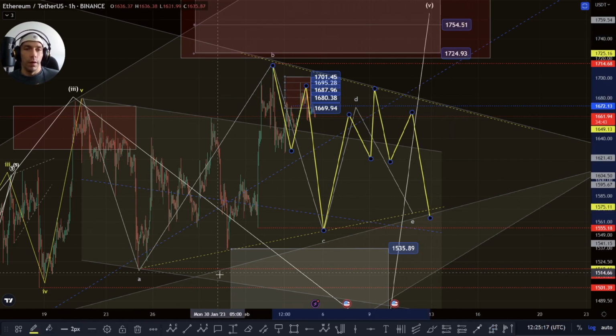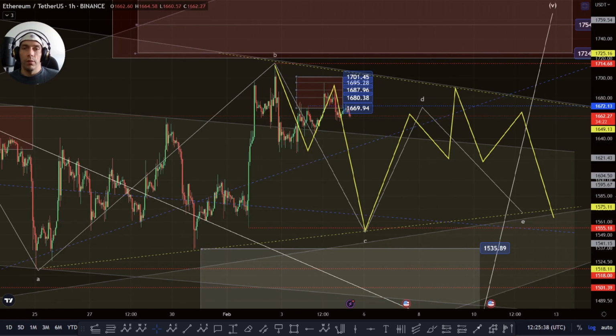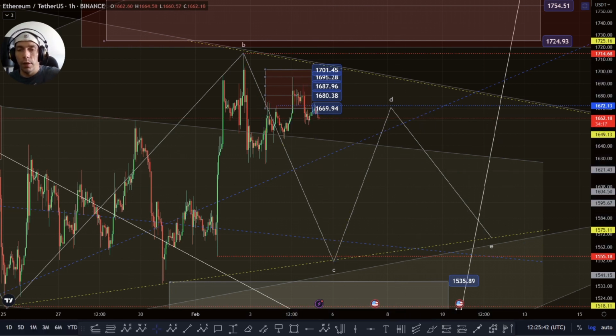This would be range bound for quite a while, though. We would win with this move effectively, as long as we don't break back above this 1714 and we maintain above this 1518, we could actually just see this range bound move here, where we get, like I said, an A. This would become a B. We'd be looking for the C wave. The C wave can get more complex, so we would have to be on the lookout for that.